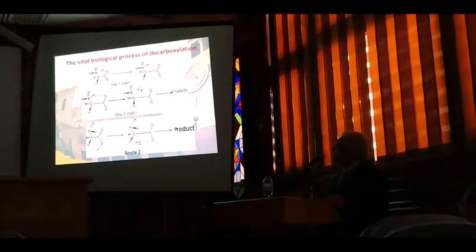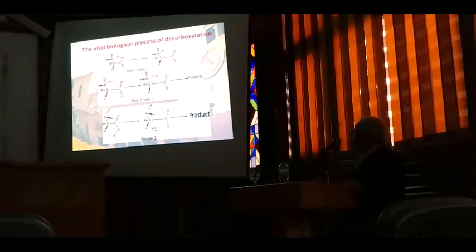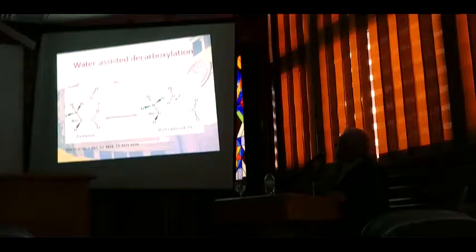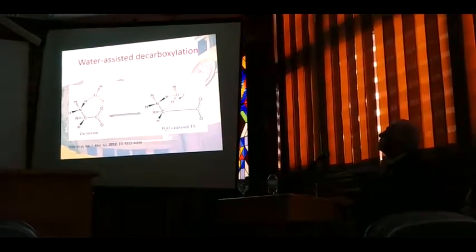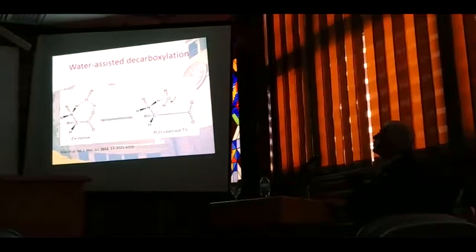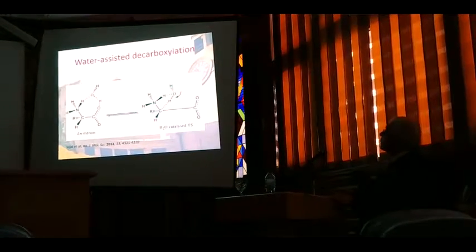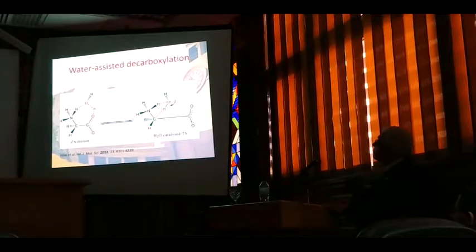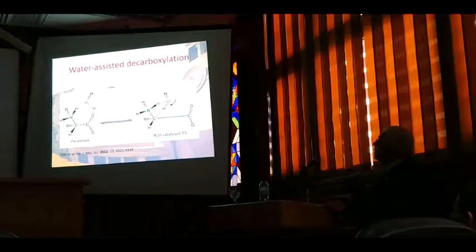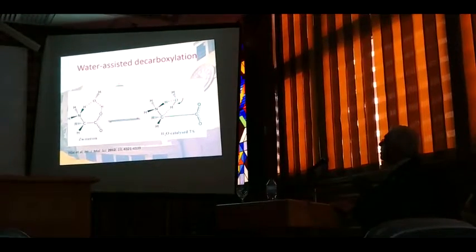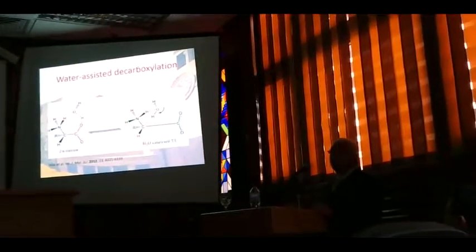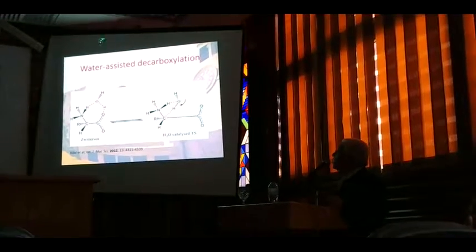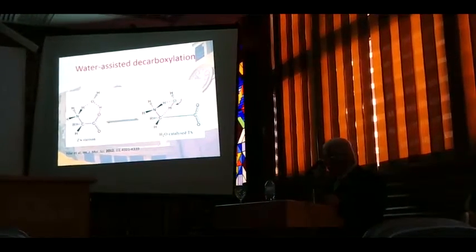This route involves a barrier of about 75 kilocalories per mole. The other route depends on water. Water gets in and forms this zwitterionic form. This zwitterionic form leads to this transition state, which is followed by breaking of this bond, forming the dopamine and water. The energy barrier of this route is much lower than the first route. So this is water-assisted decarboxylation.